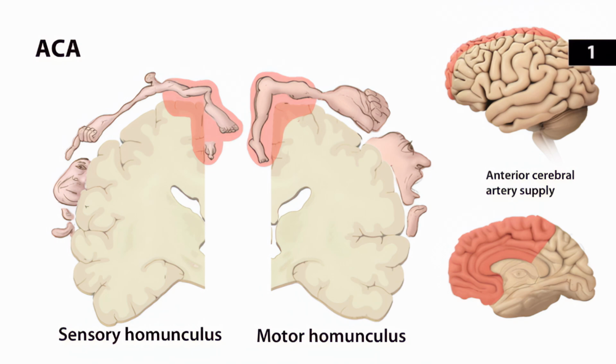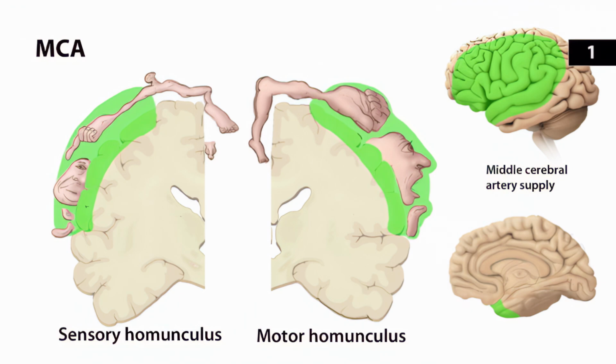So this is the medial surface of the cortex, down deep in the longitudinal fissure. This is where the motor and sensory cortex for the legs and feet are found. Your middle cerebral artery supplies the lateral surface of the cortex. This includes Broca's area, Wernicke's area, and also the motor and sensory cortex for the face, arms, and upper body.